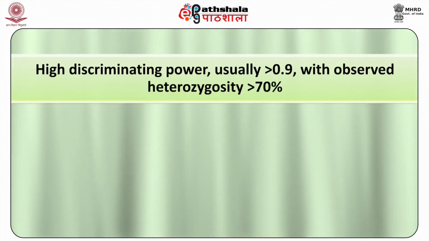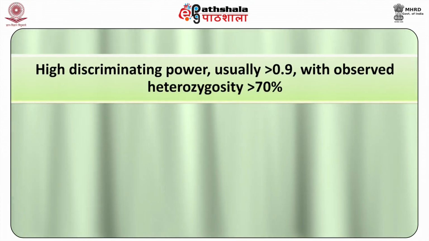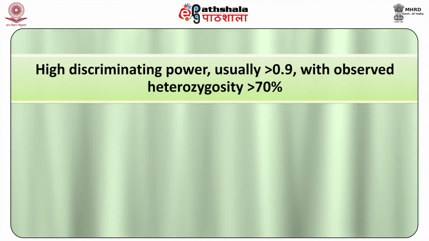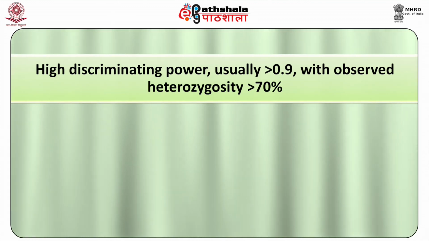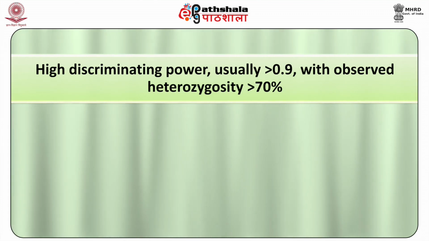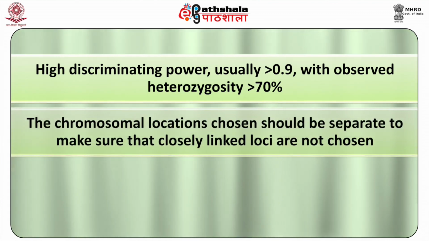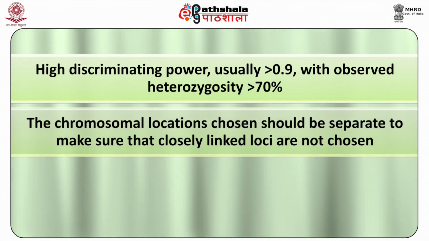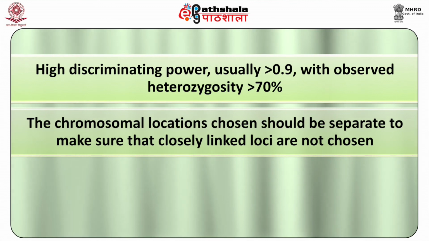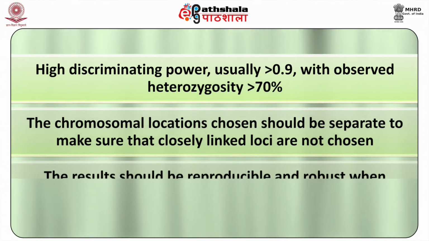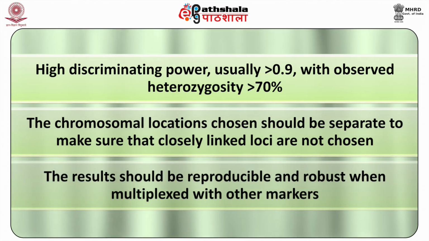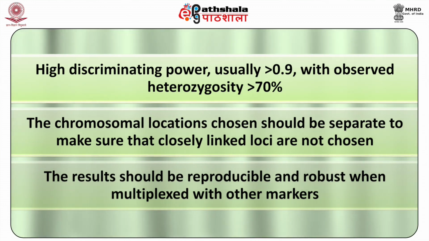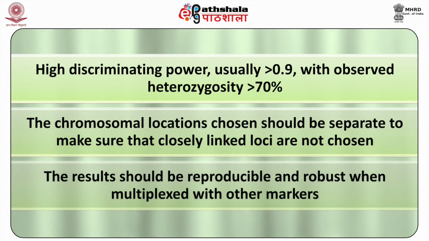Number 1, high discriminating power, usually more than 0.9, with observed heterozygosity more than 70%. And number 2, the chromosomal locations chosen should be separate to make sure that closely linked loci are not chosen. Number 3, the result should be reproducible and robust when multiplexed with other markers.